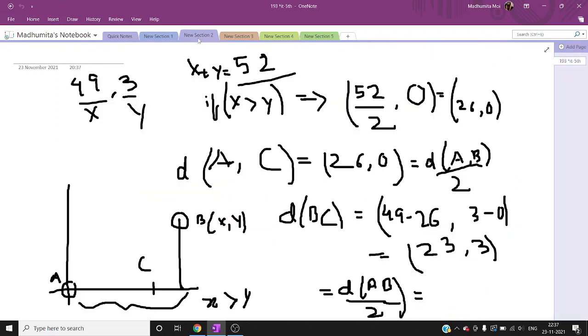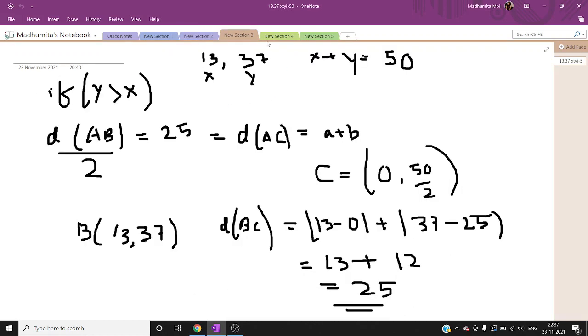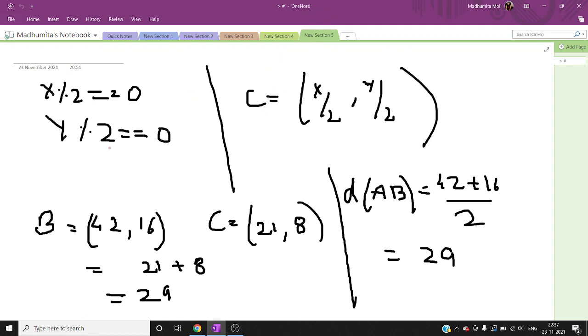First case could be that both the numbers are odd and here x is greater than y. Second case is both the numbers are odd and y is greater than x. And the third case could be both the numbers are even. In this case it doesn't depend on whether x is greater than y or y is greater than x.